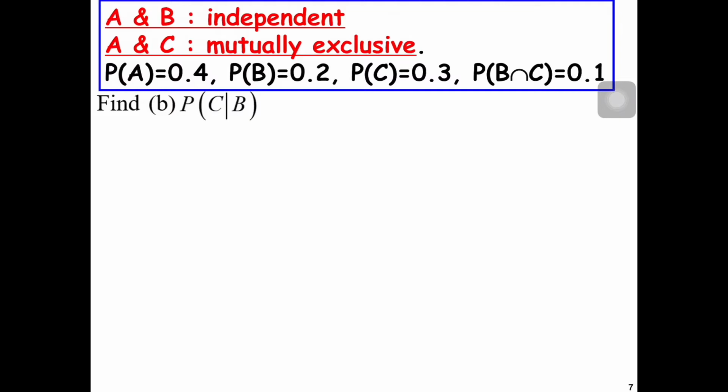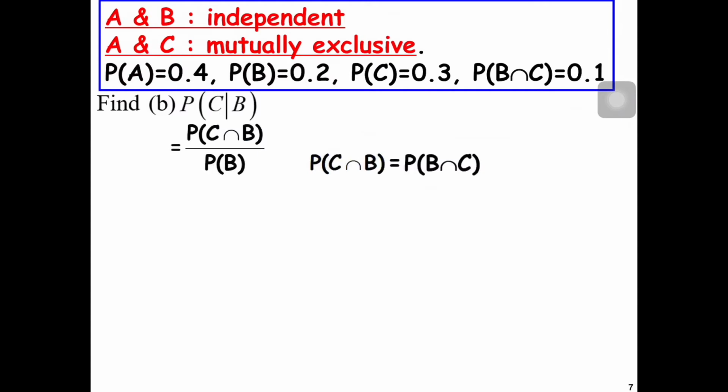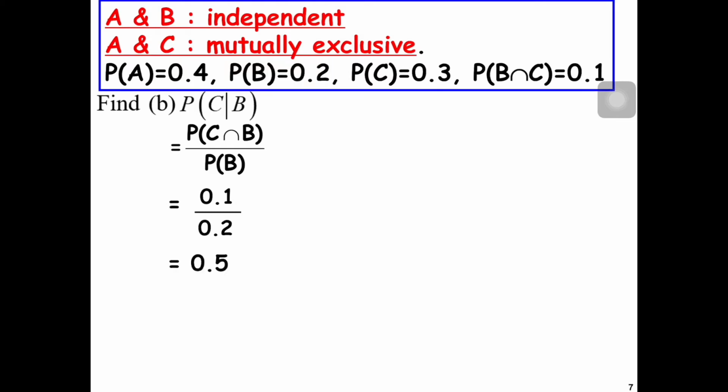So next, find B, probability C given B. So use the conditional probability formula. We know that it equals probability C intersect B over probability B. We know that probability C intersect B equals probability B intersect C, so that equals 0.1. So substitute the value there. Then probability B, substitute the value 0.2, and you will get 0.5.